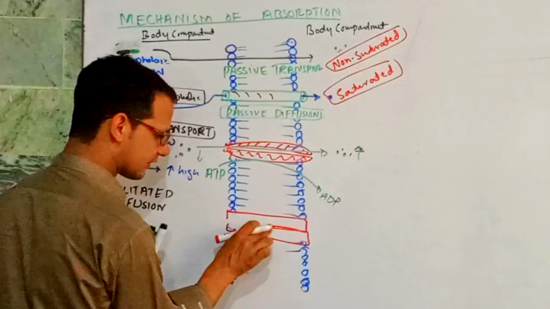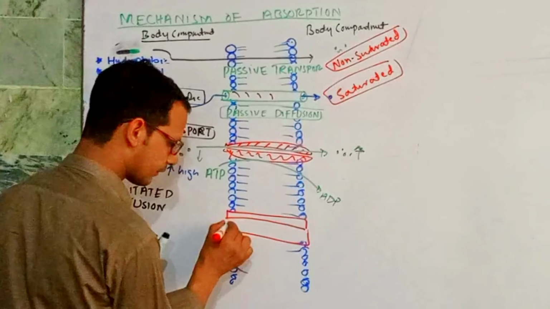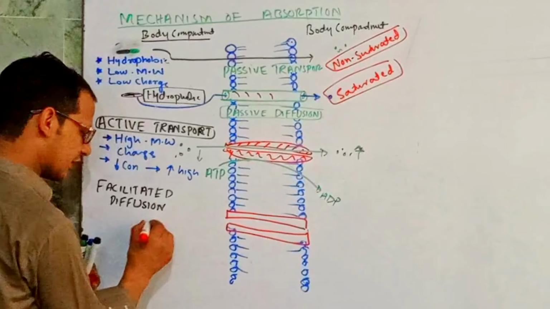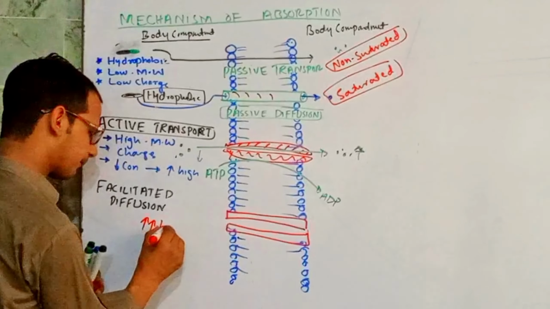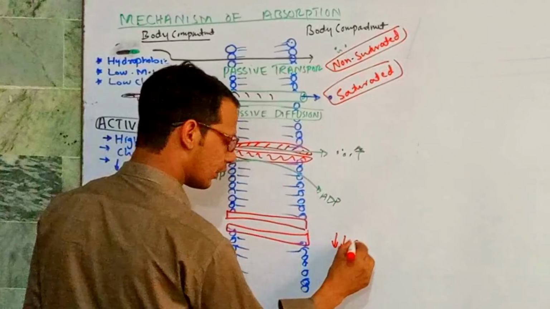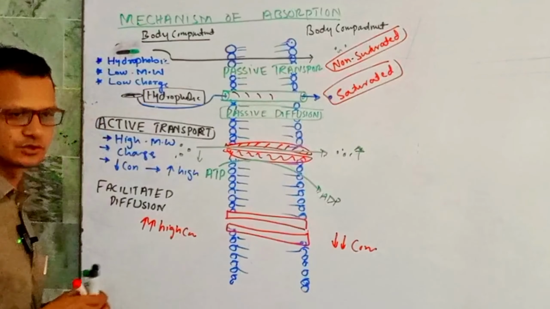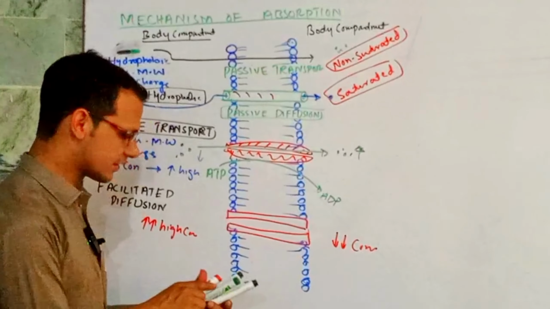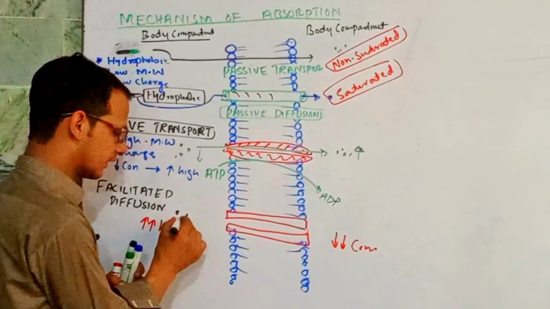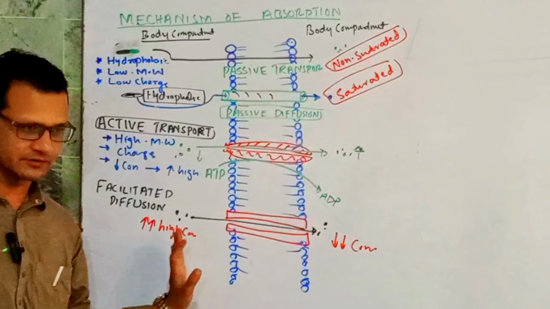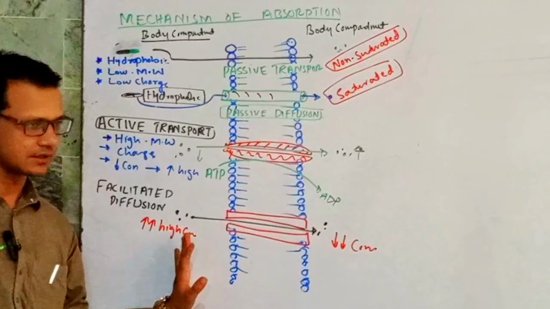For example, this is the conformational change, right? And this drug is moving from high concentration into lower concentration without the use of energy, but only using these facilitated proteins. So it is called facilitated diffusion. It only uses facilitated proteins, so it is called facilitated diffusion, right?